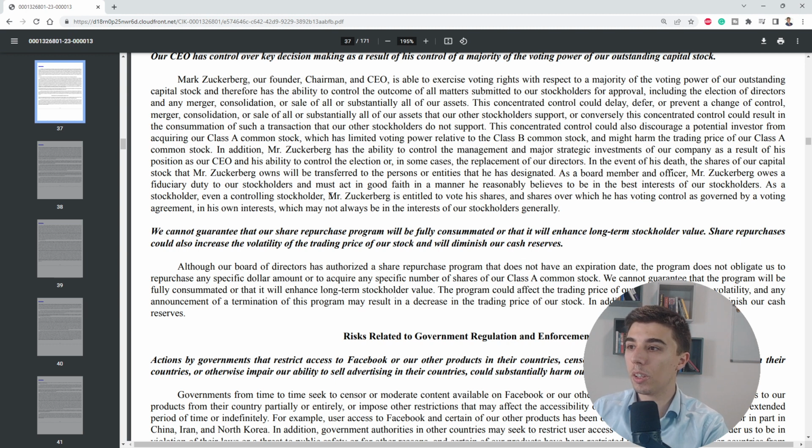But then, as a stockholder, even a controlling stockholder, Zuckerberg is entitled to vote his shares and shares over which he has voting control as governed by a voting agreement in his own interest, which may not always be in the interest of our stockholders generally. Now, this is a risk if you believe that the decisions of Zuckerberg are not going to benefit the existing shareholders. On the other side, if you believe that he's a visionary and that his decisions are going to be just amazing, then you don't have to apply such a discount for this control.